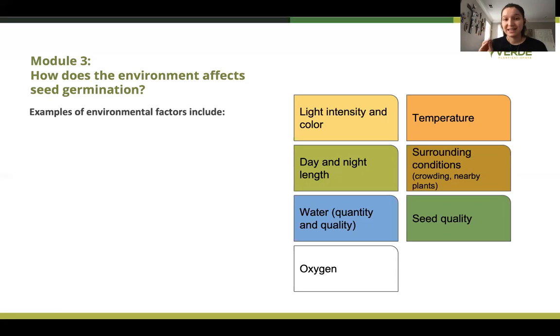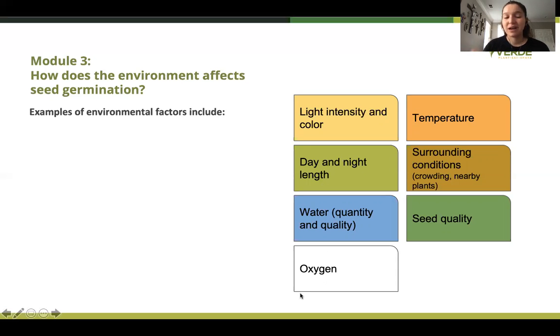Seed quality is another very important environmental factor, and this is in terms of how the way we treat our seeds can affect seed quality, right? So thinking about seed storage, I'm going to talk a little bit about that in the next slide.